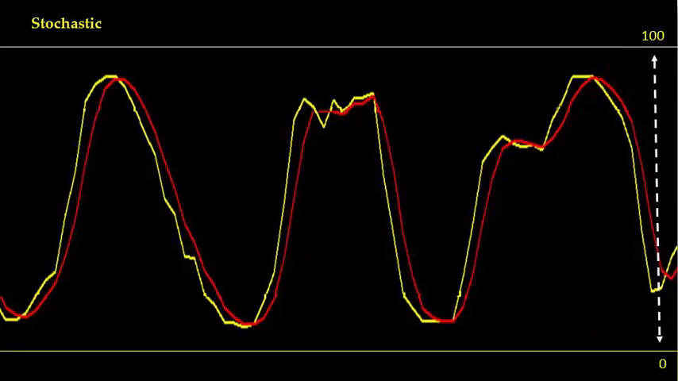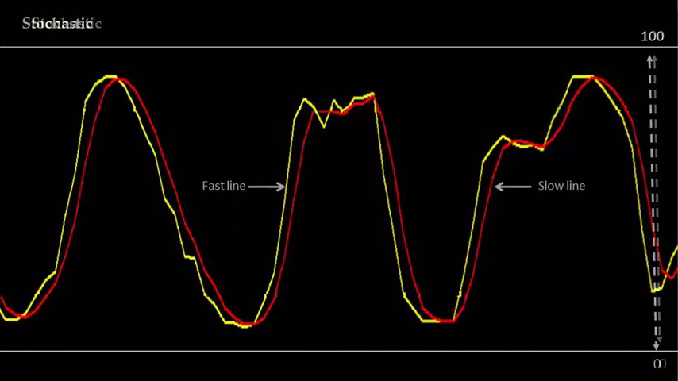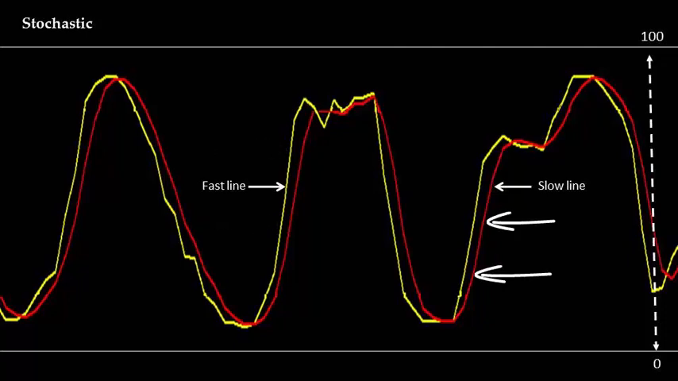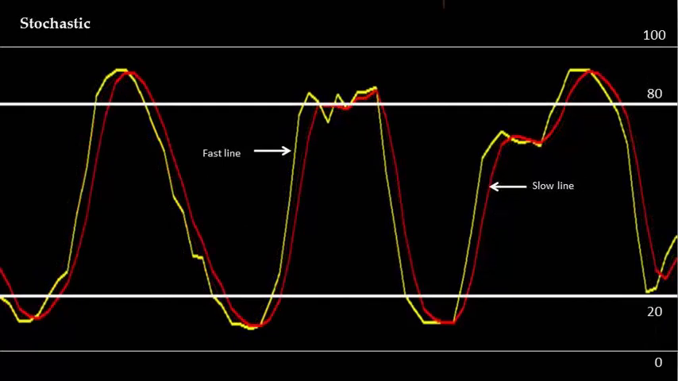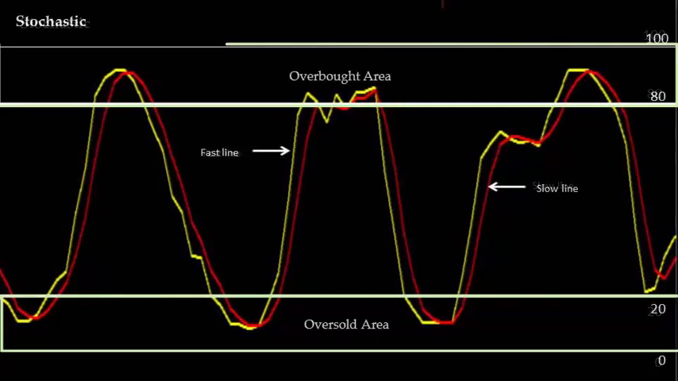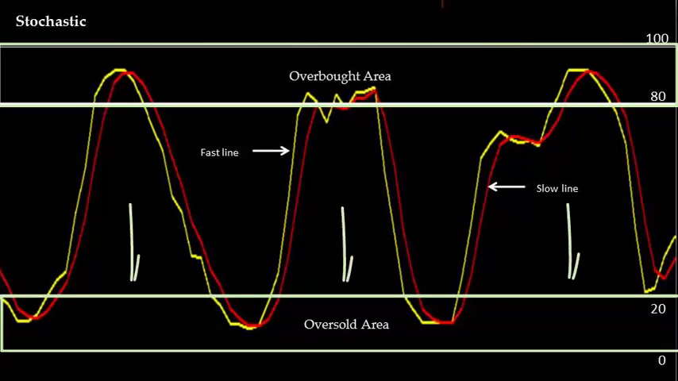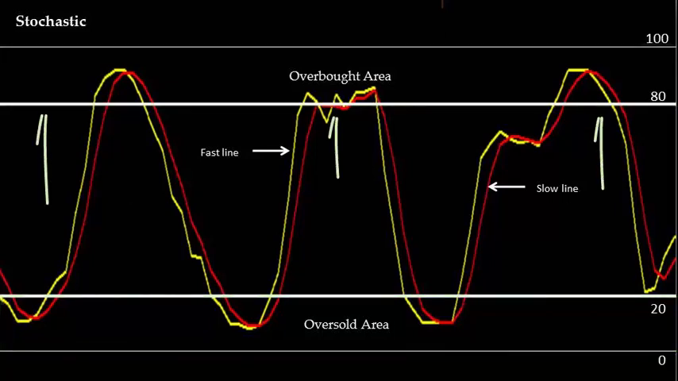Let's spend a few minutes looking at the indicator itself. Stochastic consists of 2 lines, percentage K, which is the fast yellow line on your chart, and percentage D, which is the slow red line on your chart. There are also 2 control levels, which are set at 20 and 80. The 20 trigger or control level indicates an oversold market, where the 80 control level indicates an overbought market.